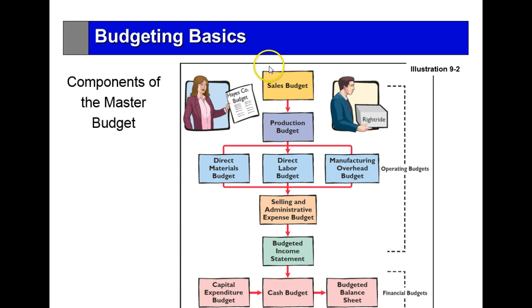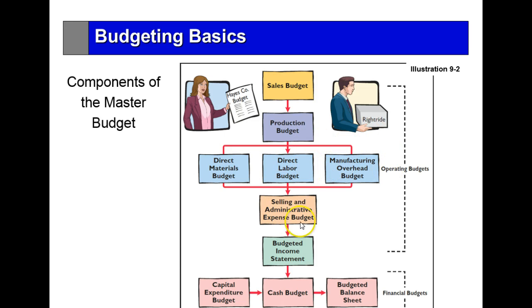We're going to start with a sales budget. If you get a question, what's the first budget that is needed for an integrated budget? What are we going to have? Yeah. Sales budget. From the sales budget, we're going to have to come up with a production budget, which means how much do we need in direct materials, direct labor, and manufacturing overhead.